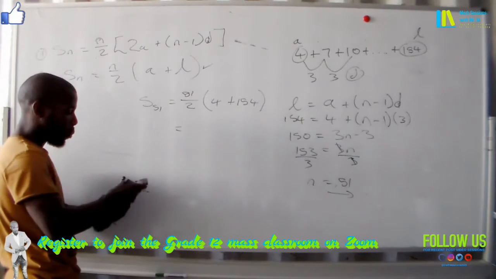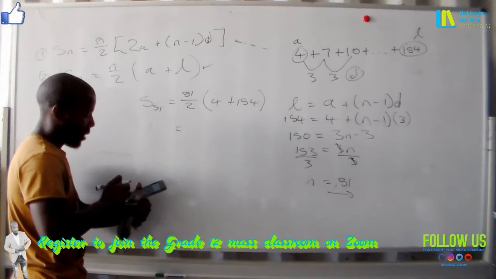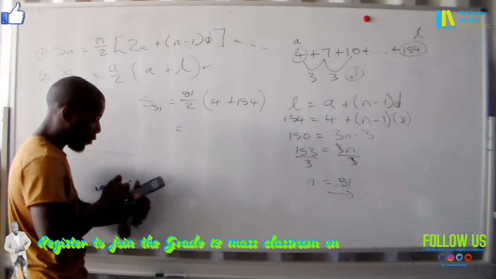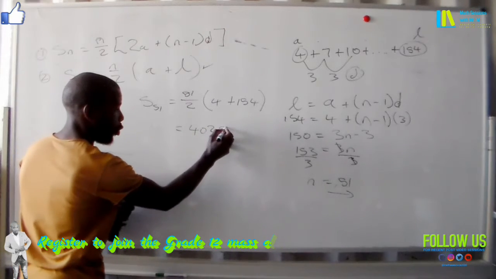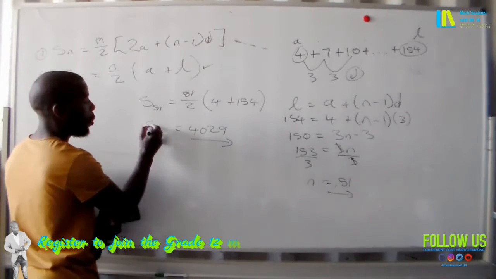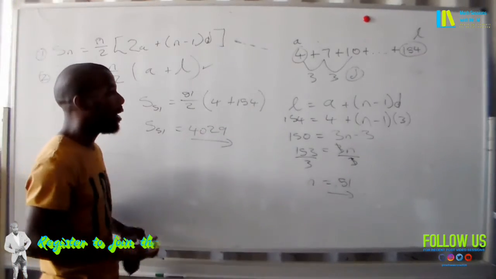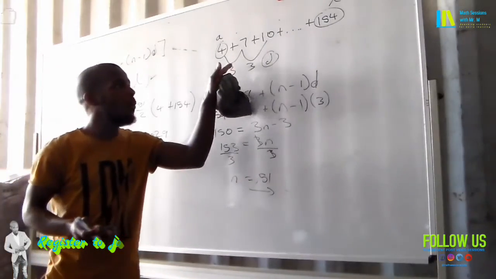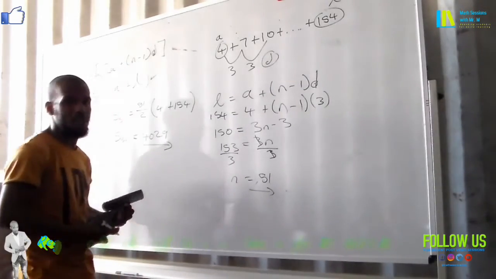Is equal to, you press all of that into a calculator, 51 divided by 2 times (4 plus 154), is 4029. So the sum of 51 terms is 4029. This is when you are given a certain sequence. It's a different story when you are not given a sequence.